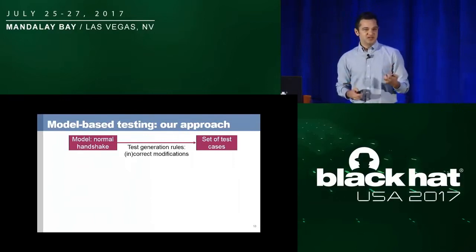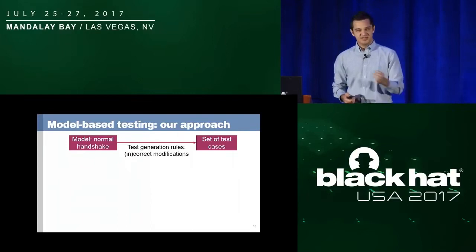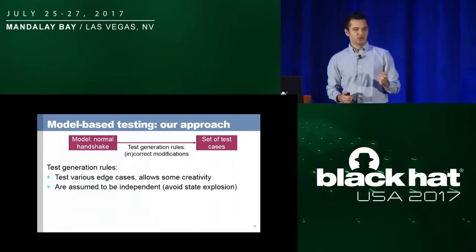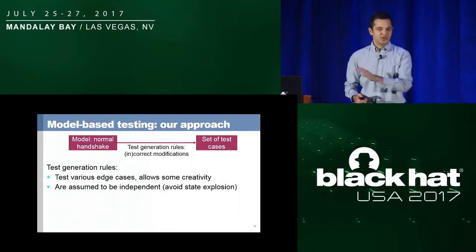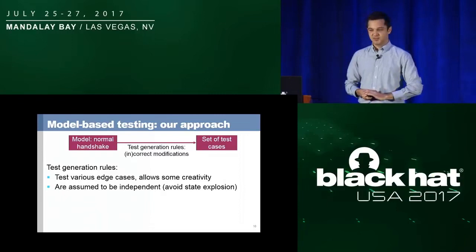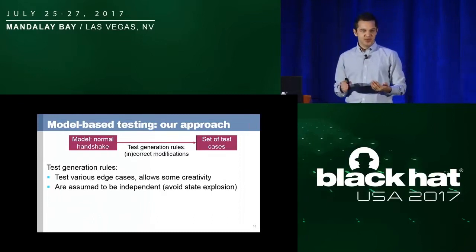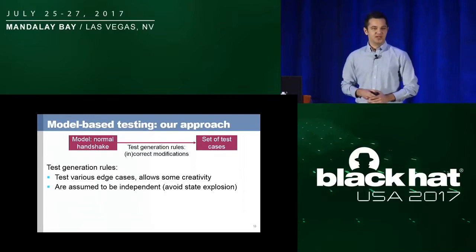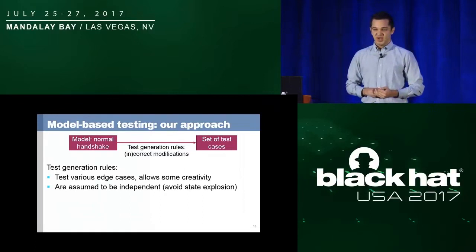And these modifications to the Wi-Fi handshake, to this normal execution of the handshake, we call test generation rules. So a test generation rule is, for example, a rule which says try to drop every message of the handshake, or try to inject random messages between a normal handshake. So what we need to do here then is define appropriate test generation rules so we can test the necessary functionality of a Wi-Fi handshake.